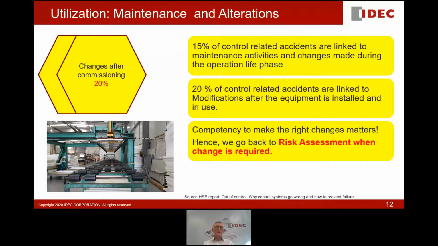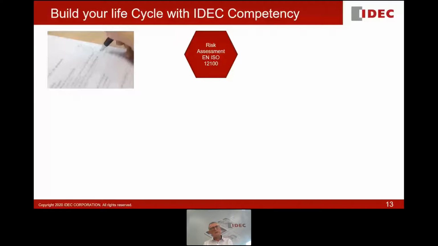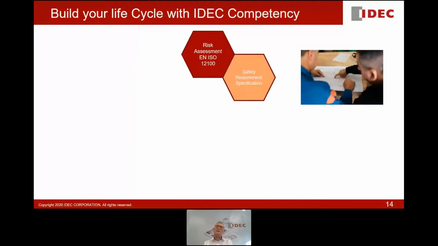So every time you make a change to a machine, you should review the risk assessment and see whether or not the safety function is in fact going to be an issue or whether or not it will go wrong. Competency really matters. So let's just retrace. Risk assessment, I did promise I wouldn't mention standards, EN ISO 12100. Safety requirement specification.